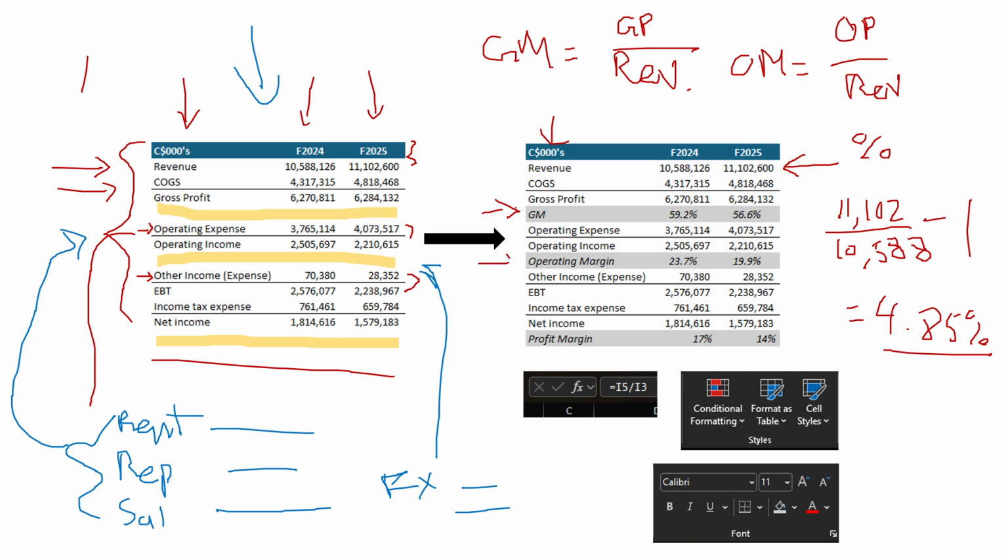And notice that operating margins also suffered year over year, from 23.7% to 19.9%. That's actually almost like a 4% decrease. And then same thing with profit margins. Okay, so you can talk about things in percentage terms, and you can talk about things in absolute terms, which means how many millions or how many thousands did it increase or decrease.